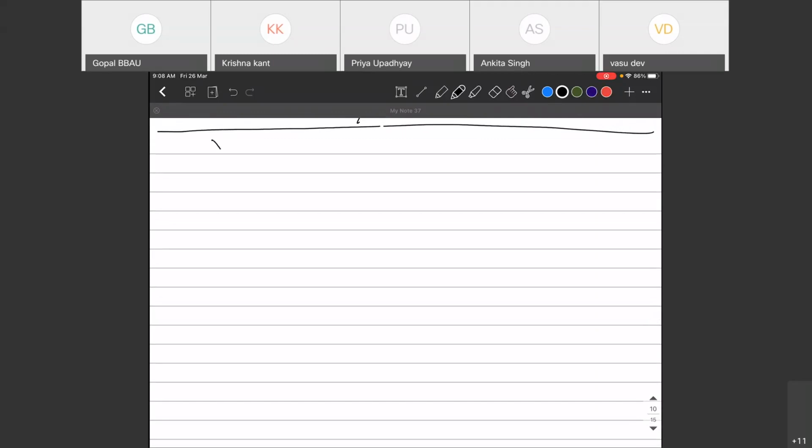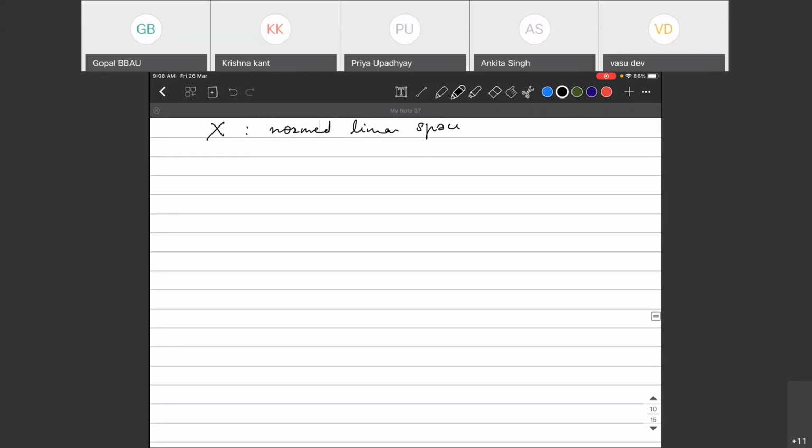So let X be a normed linear space, and you all know that a one-dimensional subspace of a linear space looks like the span of a straight line. A straight line means the span of x naught, where x naught belongs to X and it is non-zero.